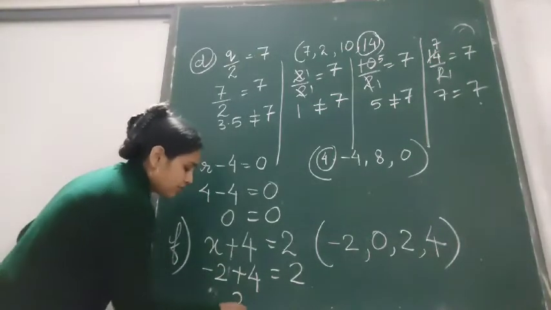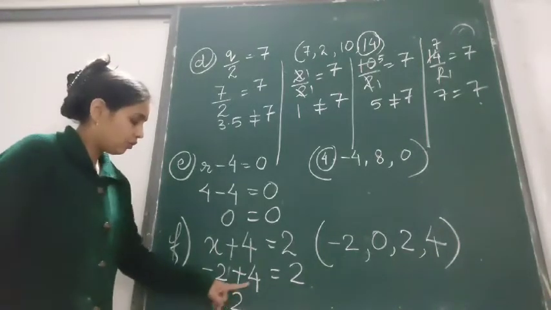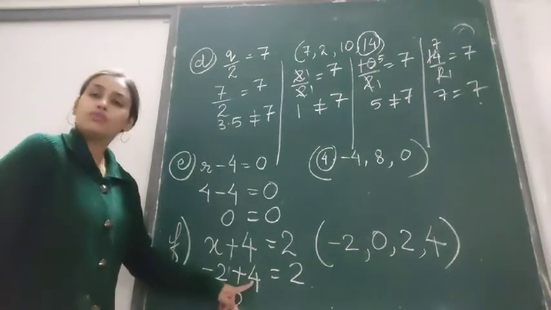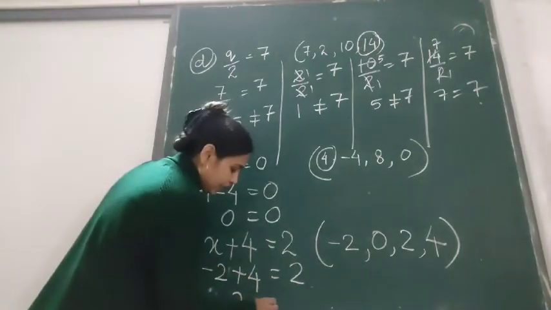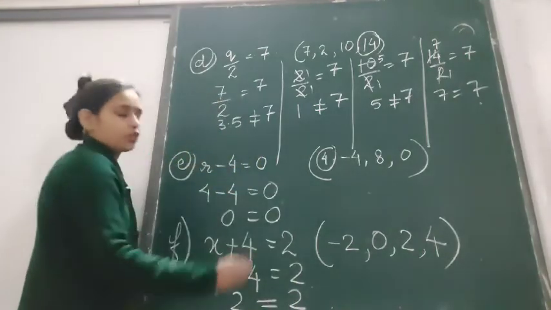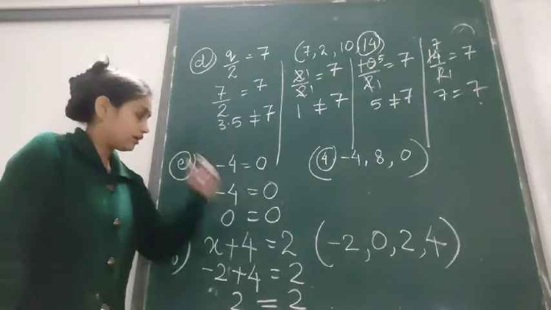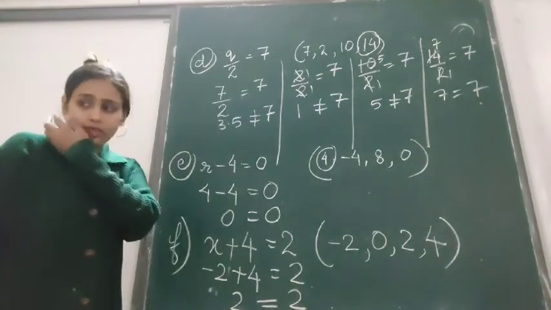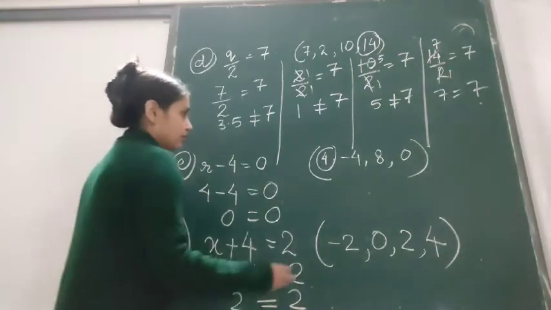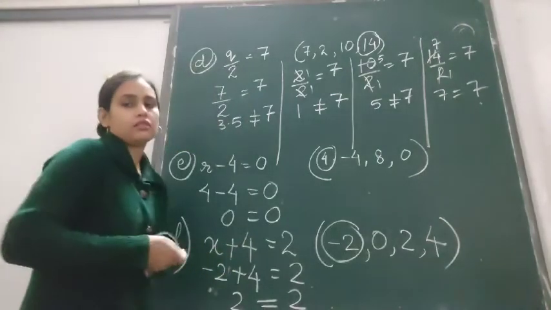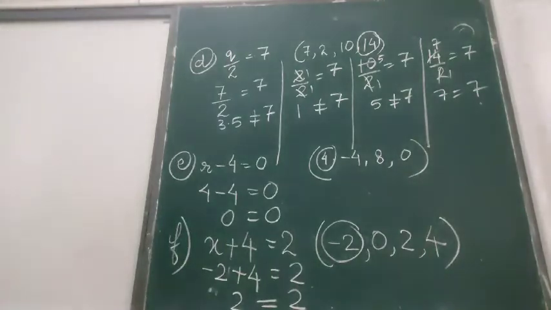Now this 2, the answer, will take whose sign? It will take the sign of the greater number. Who is greater, 4 or 2? 4 is greater, it has a positive sign. So this 2 also has a positive sign and it satisfies the equation as both the sides are equal. LHS is equal to RHS. So 2 is equal to 2. That means minus 2 is the correct option. So we complete F.